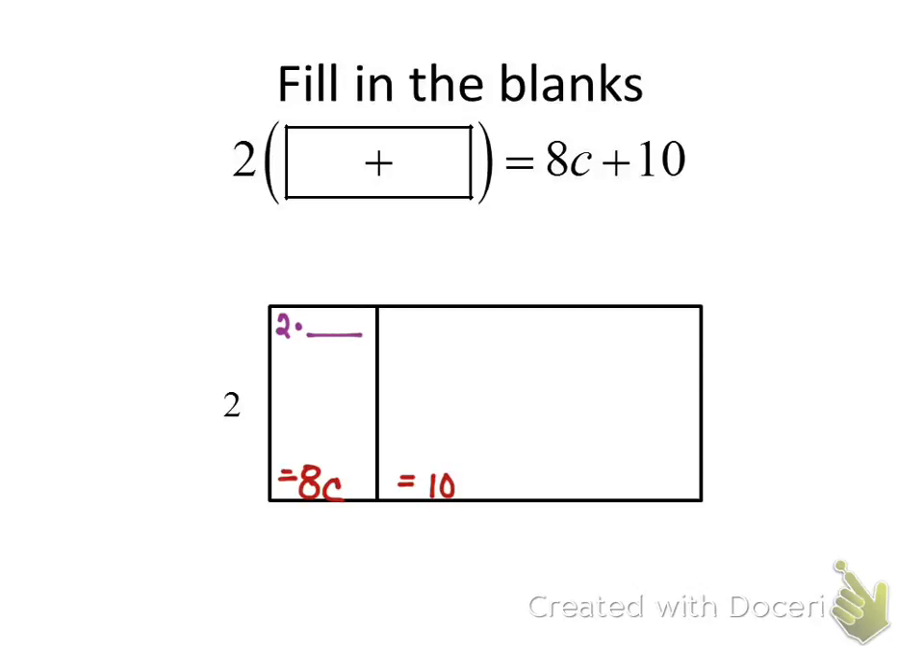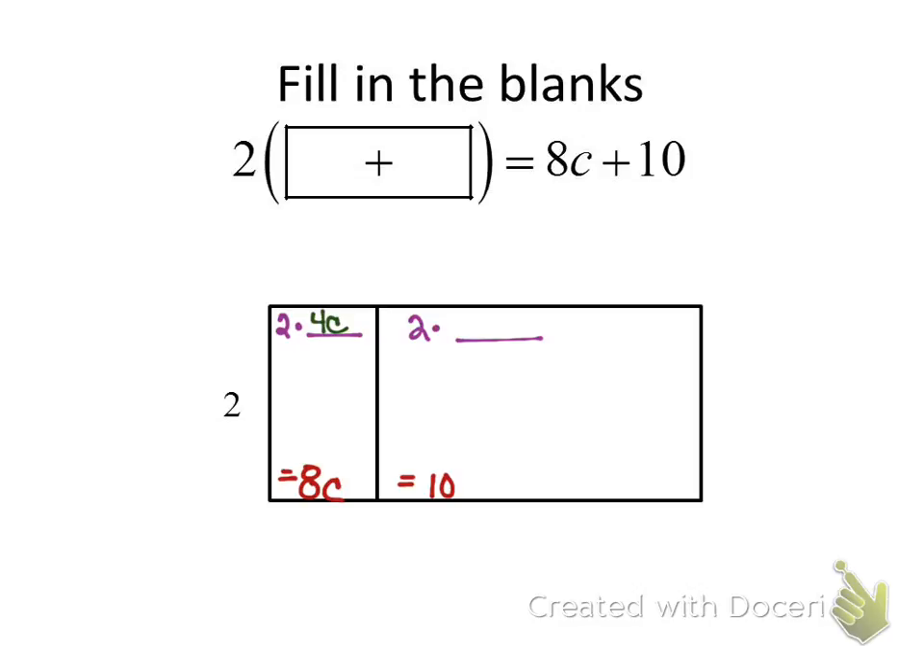So if the height of this first rectangle is 2, what's the height of my second rectangle going to be? 2. But we don't know the width, do we? So this is where we get our new information. We have to think to ourselves, 2 times what will get me to 8c? So 2 times, Nico? 4c. Good. So if I take 2 and I multiply it by 4c, I'll get the area of 8c.